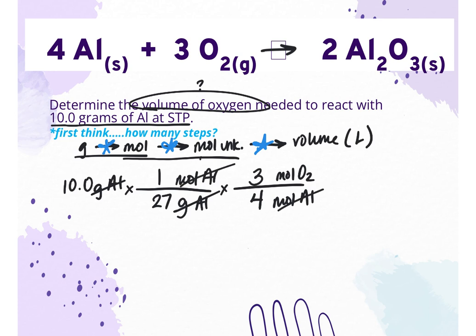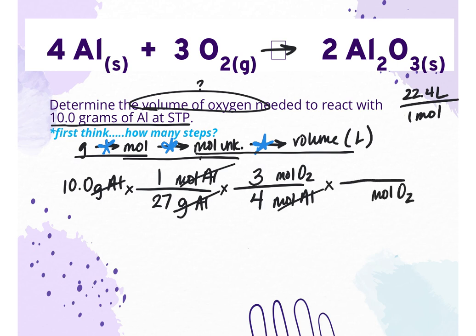Now I need to do this third step, converting moles of my unknown into liters of my unknown. And I remember there are 22.4 liters in 1 mole of any gas at STP, or standard temperature and pressure. So I'm going to want to put moles of oxygen on the bottom, liters on top: 22.4 liters in 1 mole. This is then equivalent to 6.22 liters of oxygen. So let's try one more problem together.